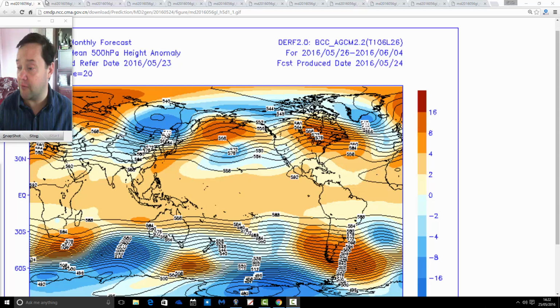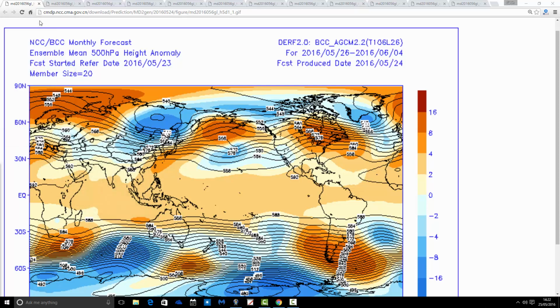Right, let's start off with 500 millibar heights. These are broken down into 10-day periods. The first 10-day period will take us from the 26th of May through to the 4th of June, so over the coming 10 days, if you like. As ever with 500 millibar heights, blue extrapolates to low pressure, and the brighter colours, orange and red, extrapolate to high pressure.